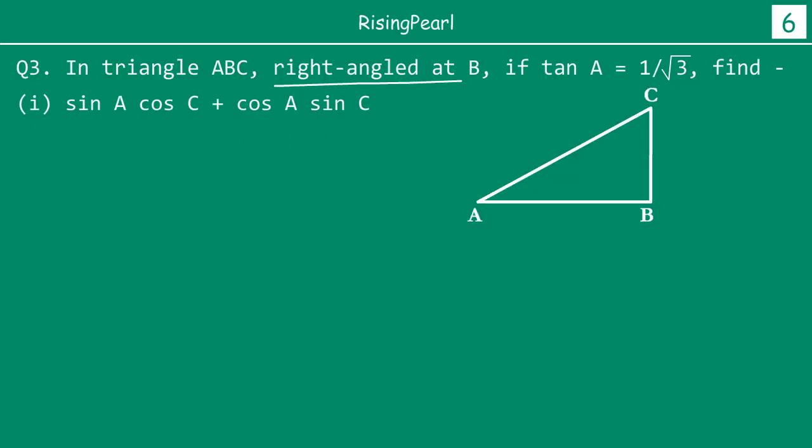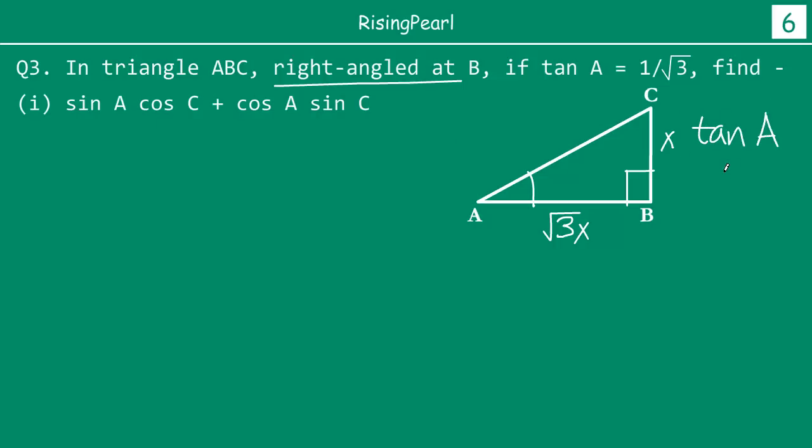So what we are going to do first is draw ourselves a triangle. This time when we draw the right triangle, we have to keep in mind that we absolutely want angle B as 90 degrees because that is given to us. And this is A, and tan A is given to be 1 by square root 3. So tan A will be this, right? So if this side is x, then this side is square root 3x.